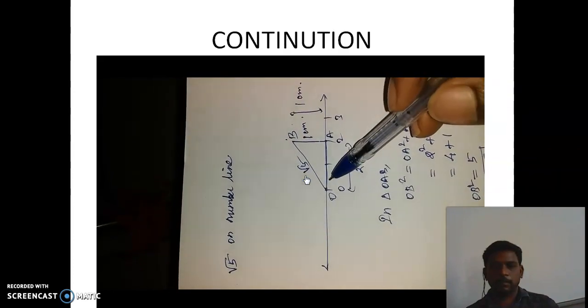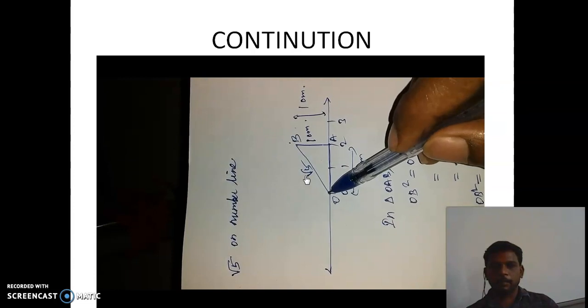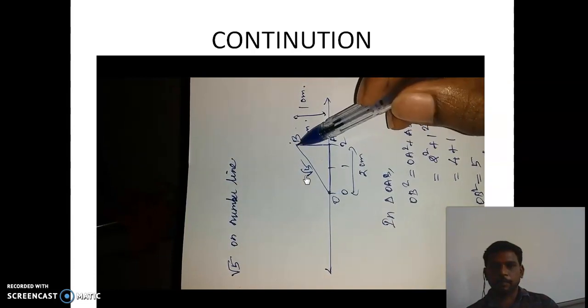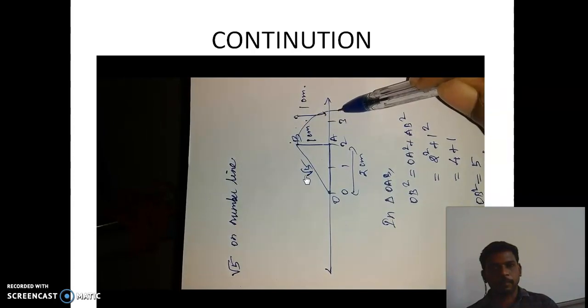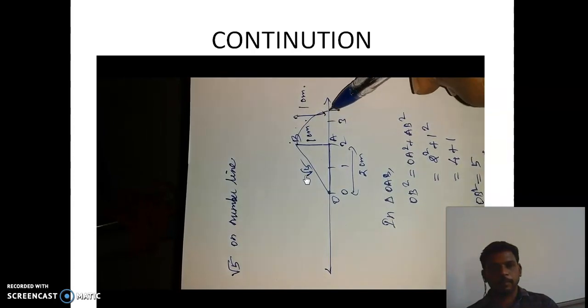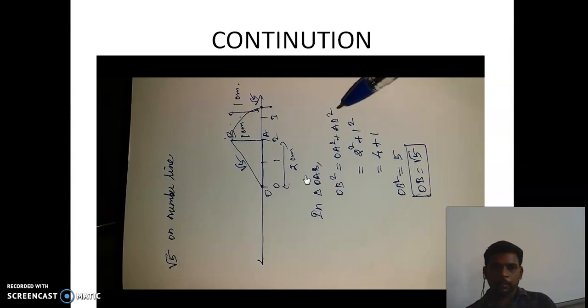If you want to represent root 5 on a number line, again take your compass, make O as the center and measure OD as the radius, and from there draw one arc that will intersect your number line somewhere. This intersection point is nothing but root 5. You can make this with your exact measurement. So that is the procedure for representing root 5 on the number line.